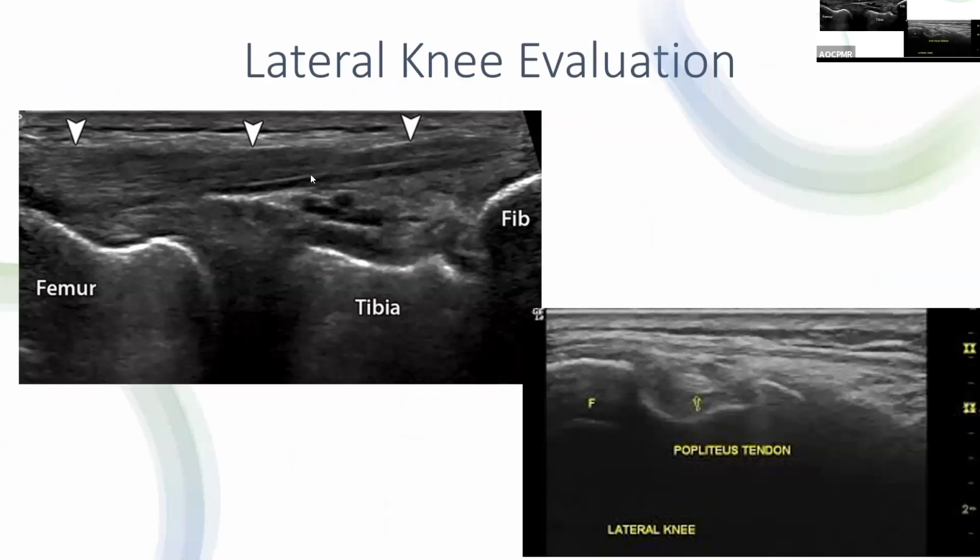Here it's attaching to the femur, comes all the way around and attaches to the fibula. A little bit of lateral meniscus. Here's this groove we're talking about for the popliteal tendon, right in here. Because it's curving, it's difficult to see. It's very subject to anisotropy.